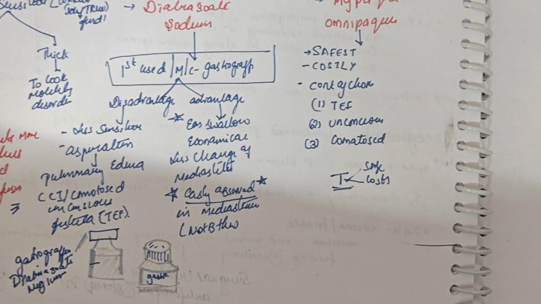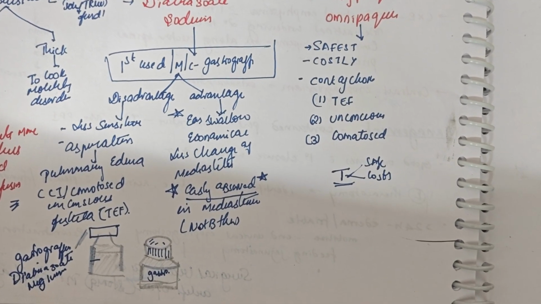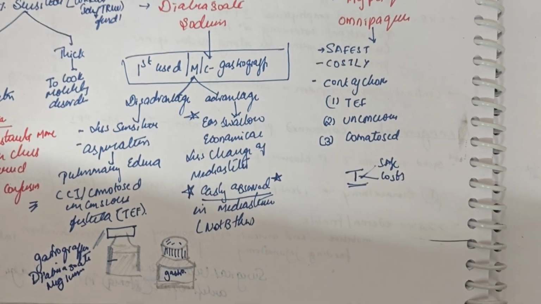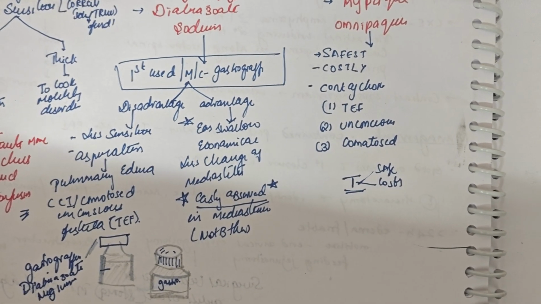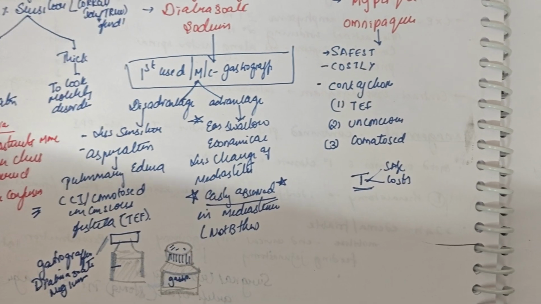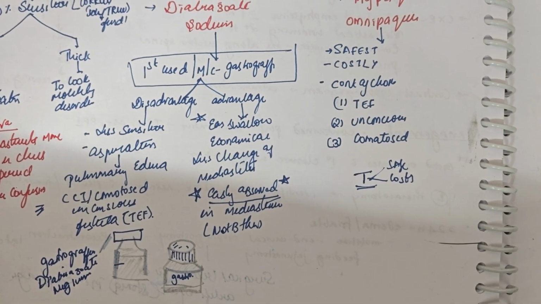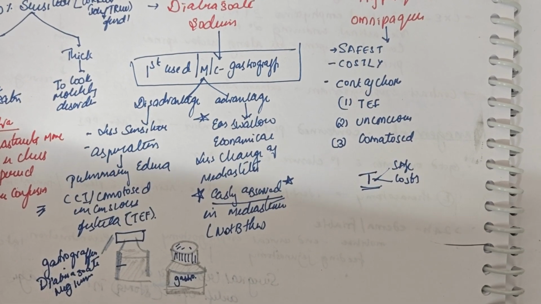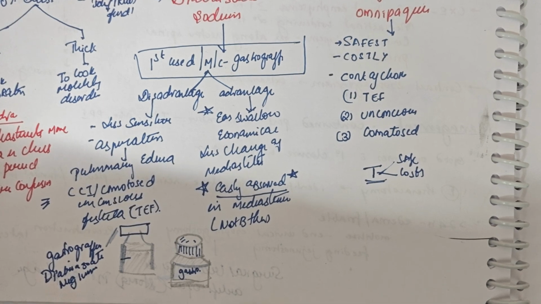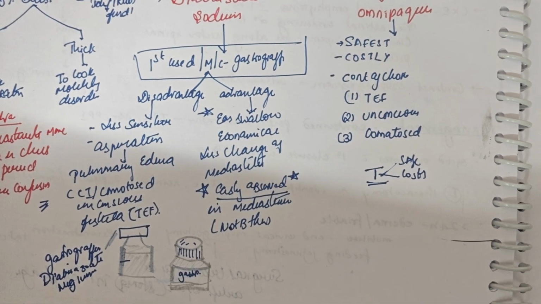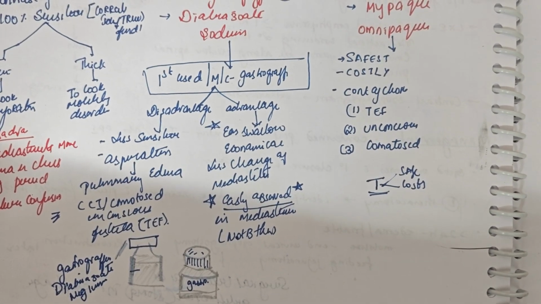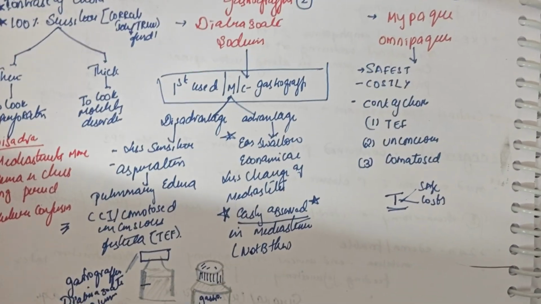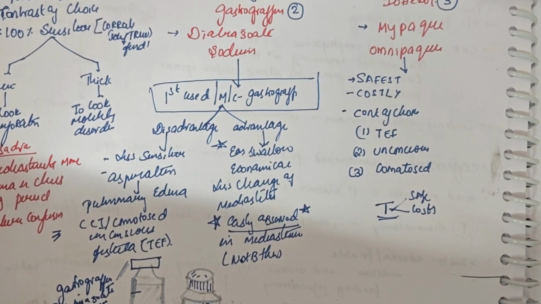The advantage is that it can be swallowed easily. I have told you barium sulfate remains more in the mediastinum. There is less chance of mediastinitis because gastrographin is easily absorbed in the mediastinum and won't remain there. So that is the reason we use gastrographin most commonly.